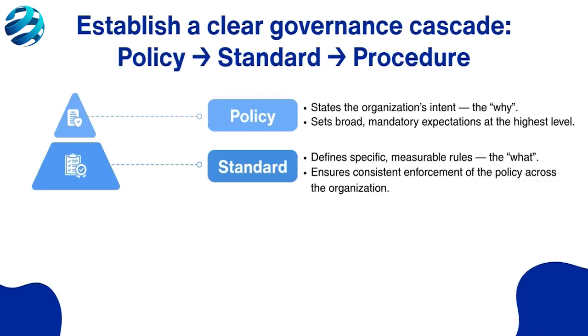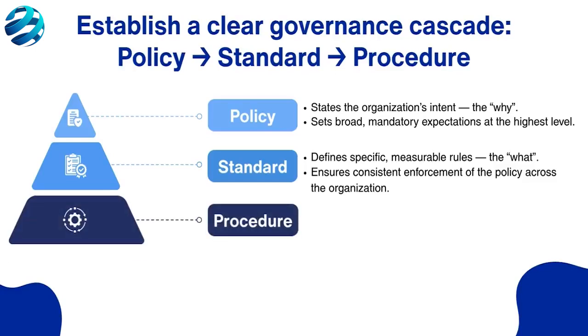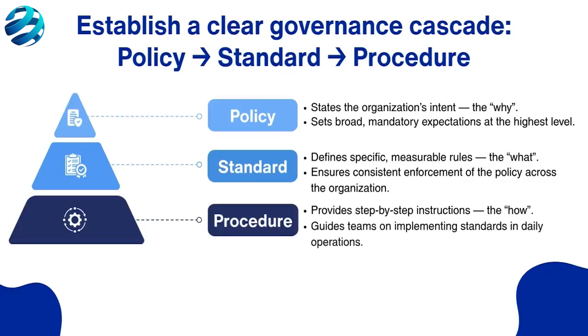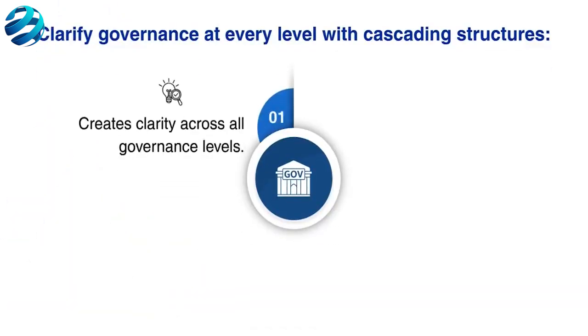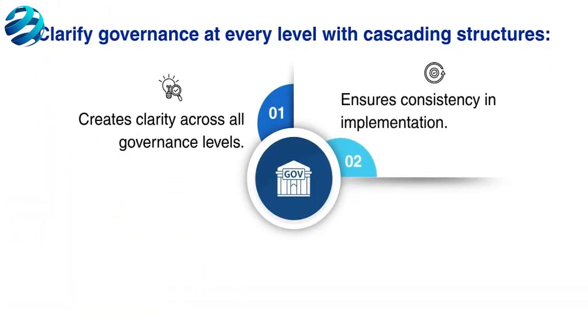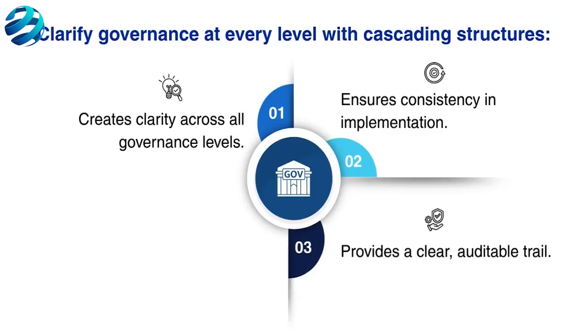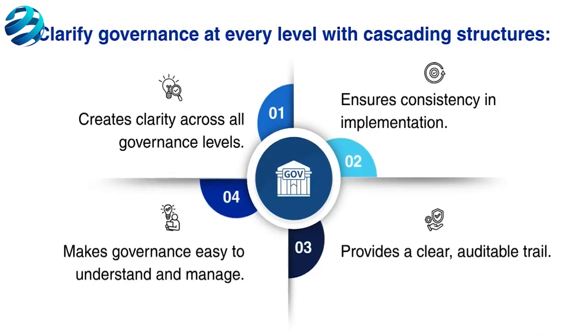Finally, at the base of the pyramid are the procedures. These are the detailed, step-by-step instructions, the how, that explain the process for implementing a standard. This hierarchical cascade creates clarity, ensures consistency, and provides a clear, auditable trail from high-level intent down to specific operational actions, making the entire governance system understandable and manageable.